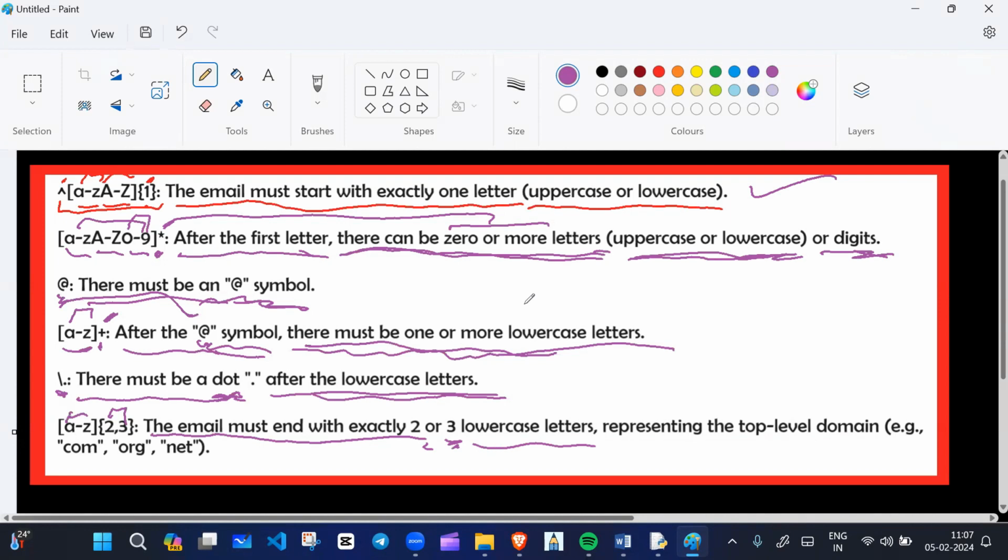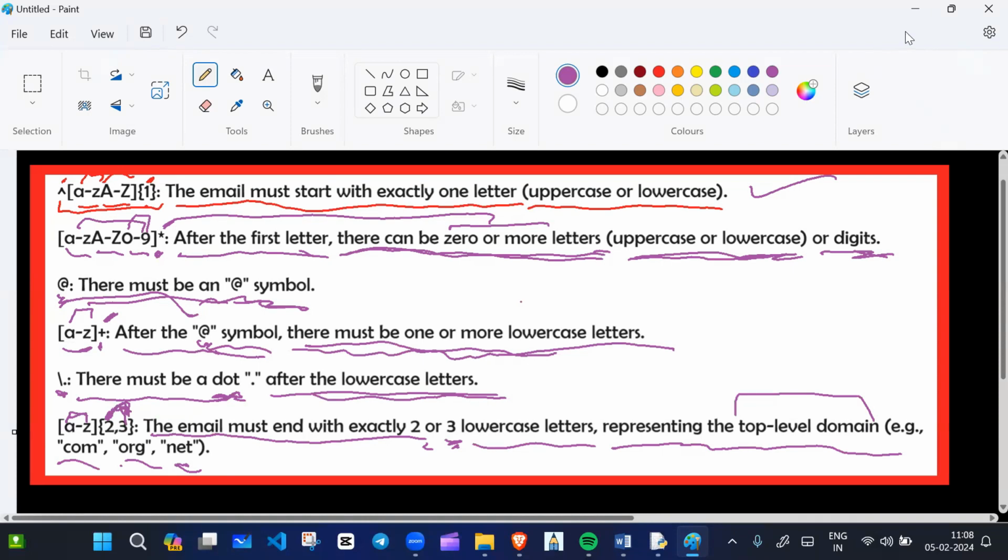So what's the range? A to Z we will use, and we can use 2 or 3 lowercase letters. This is the condition: either 2 or 3 we can use. What is the range? A to Z, representing the top level domain, like com, org, and net. So after the dot we can use .com, .org, .net, meaning exactly 2 or 3 symbols for the top level domain. So these are the basics.